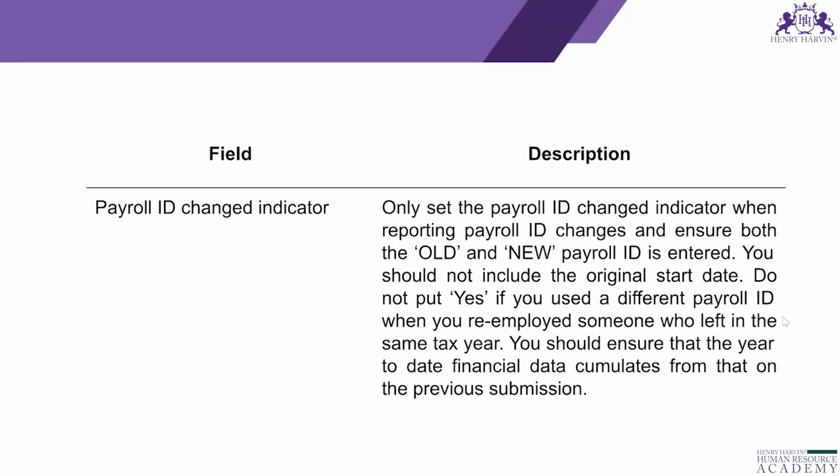Payroll ID change indicator: use it if someone's ID is changing for any reason other than rehire. In rehire you don't need to mention this. It is only when, for example, your employee ID is changing for any reason that you mention the payroll ID change indicator. For example, there are multiple entities in an organization, say 5 entities. For one entity we are changing just the employee ID, just changing the sequence or numbers. In that situation we have to fill this indicator. Now let's see how. Only set the payroll ID change indicator when reporting payroll ID changes.